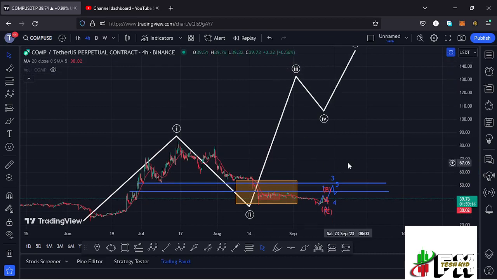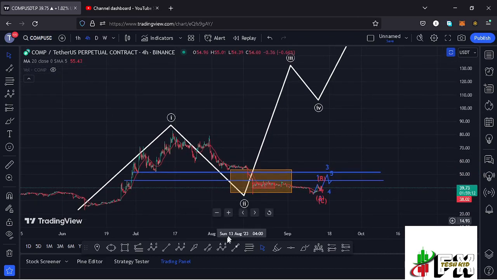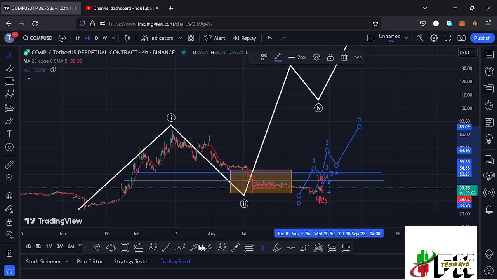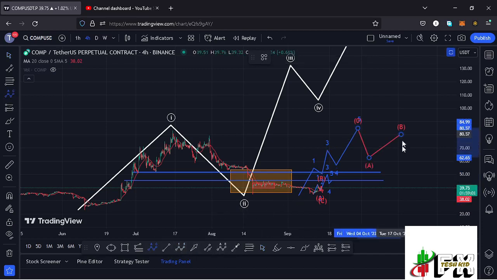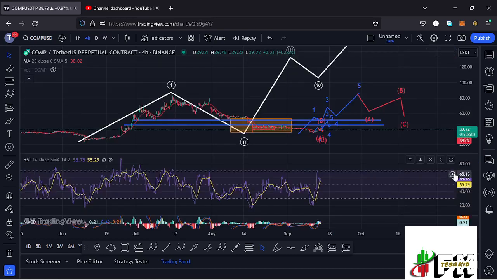For COMP to confirm that we have a low in place, we need to first see a complete 5 wave structure here on the chart, followed by an ABC corrective structure. In case we see such a movement, then that will be suggesting that we have a low in place and we are now gearing up impulsively in the formation of that wave 3. And that is what I'm keeping my eyes on.